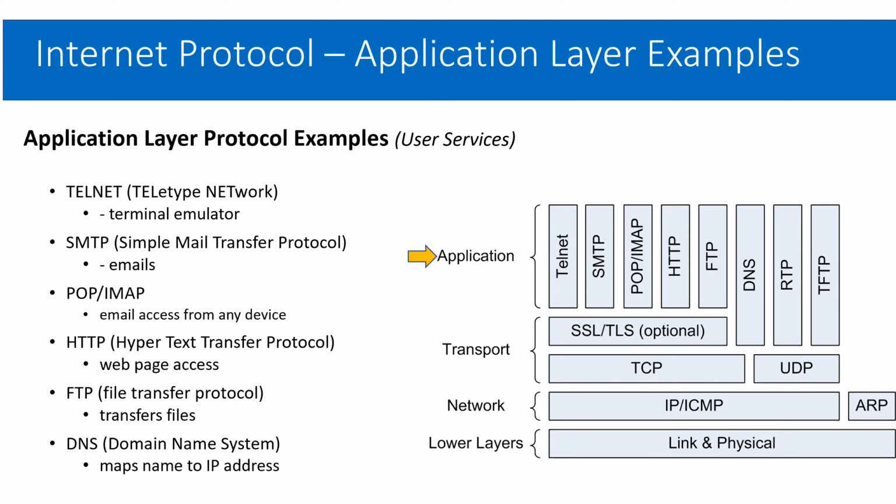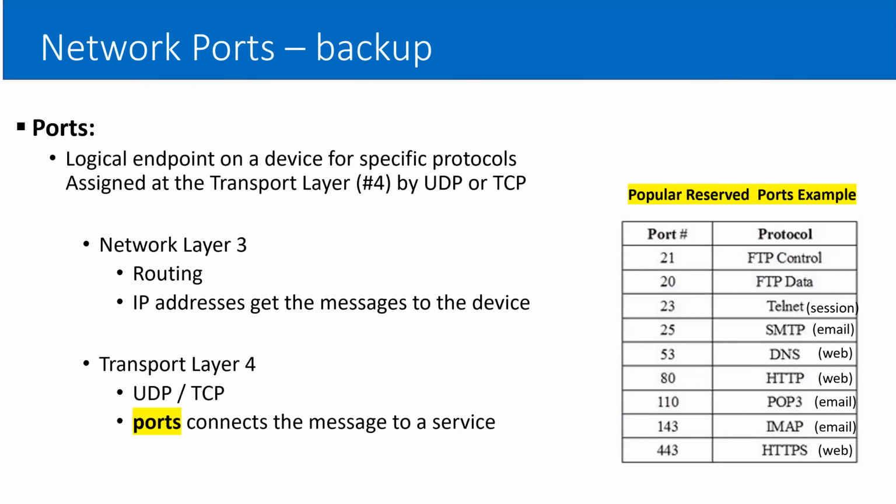You can see Telnet is where you emulate a terminal. SMTP is mail. POP is also mail from any device. HTTP, and I'm going to give you the other side of that, HTTPS. That's where you are in your browser, talking to a web page. FTP is file transfer, and DNS, the Domain Name System, is where you look up the domain name and map it to an IP address. Amazon.com is some IP address, whatever. Okay, and here's that picture.